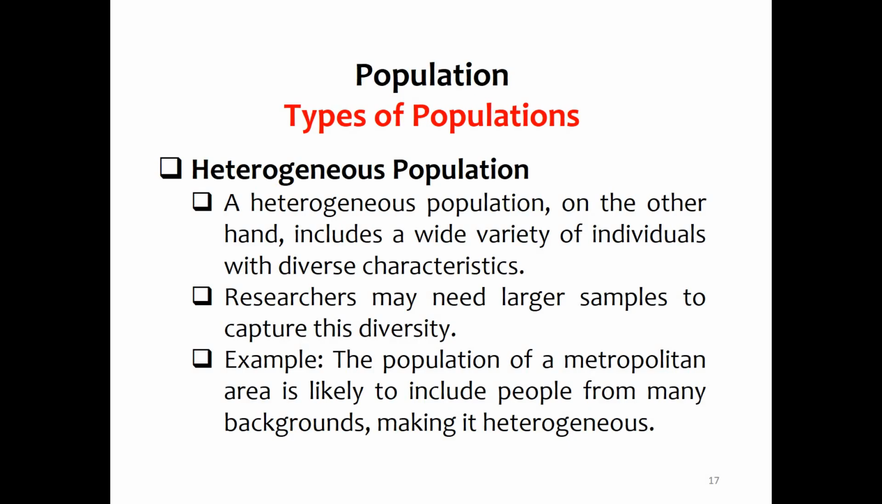Heterogeneous population is the second one of this classification. Characteristics of its elements are not similar. Therefore, there is a wide variety of diverse characteristics. Depending on its nature, the researcher has to select a large sample for getting the best result.